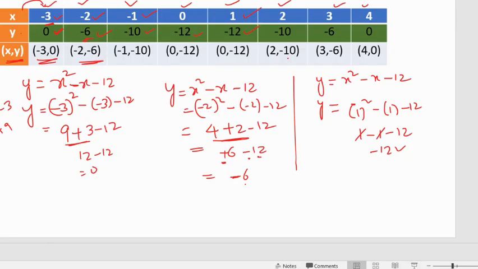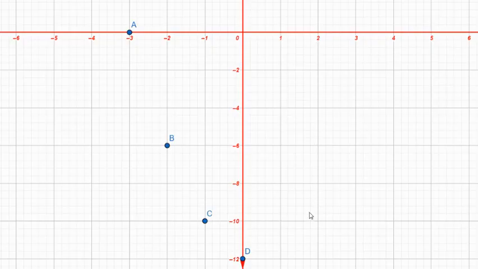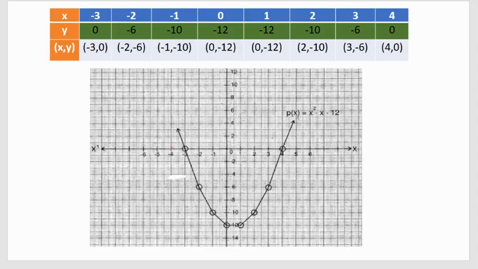And 1 comma minus 12, 2 comma minus 10. 2 is on the x-axis, minus 10 is on the y-axis. The point lies here. Next point is 3 comma minus 6. 3 on the x-axis, minus 6 on the y-axis, the intersection of 3 and minus 6 is the point. Next, 4 comma 0. So 4 is on the x-axis and y value is 0. After plotting the points, we have to join the points using our free hand, touching all the points we have plotted on the graph. So this is the required parabola.